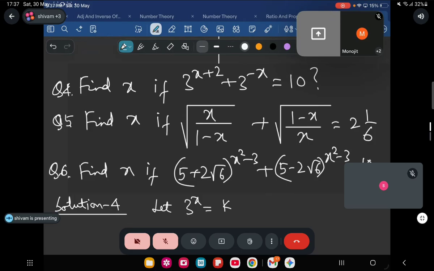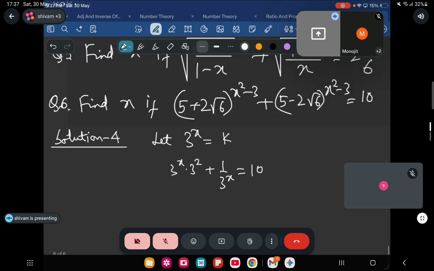Correct. So you'll get 3 to the power x into 3 square plus 1 by 3 to the power x is equal to 10. Right? So what is 3 to the power x? Let it be k. So everyone, 9k plus 1 by k is equal to 10. From here, 9k square minus 10k plus 1 equal to 0. From here, what is the value of k? k equal to 1, comma 1 by 9, I guess.